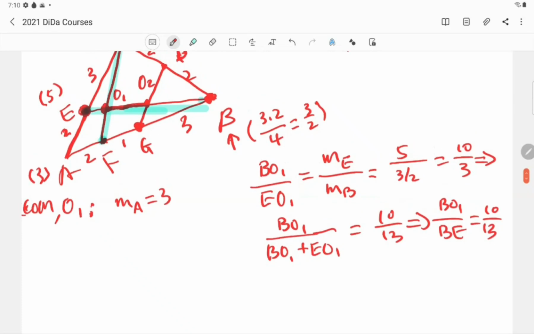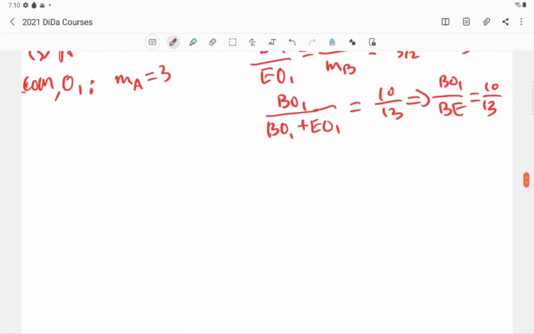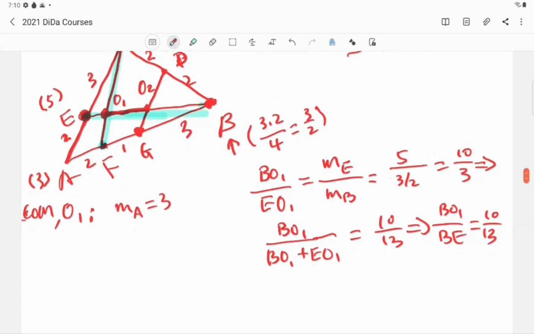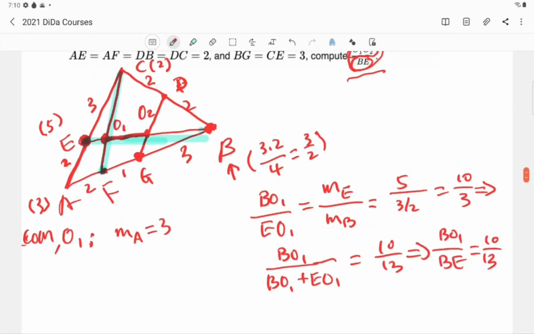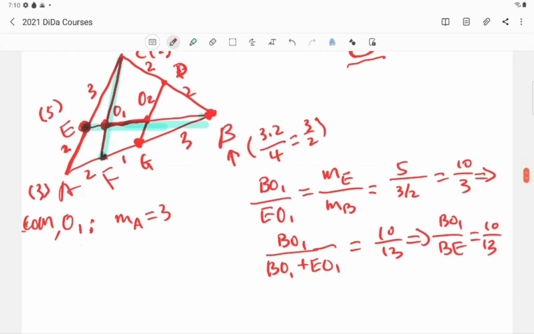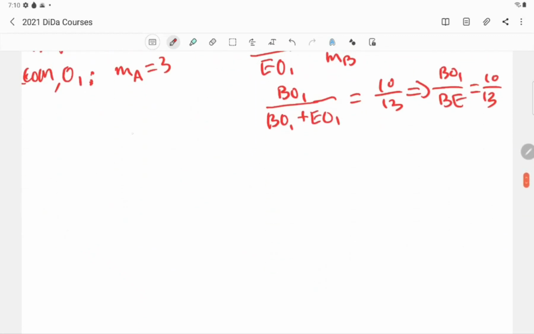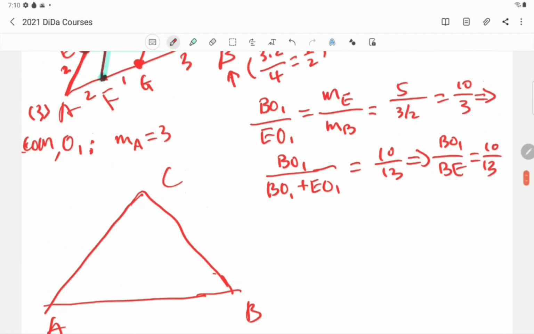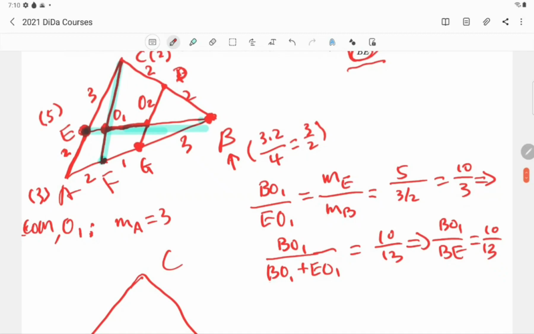Let me try to draw a new diagram. In your real exercises or tests, you should do the same thing. Always use a brand new figure for a different center of mass. Okay, so let me try to draw it. I won't care much about the proportions, but it's A, B, C.